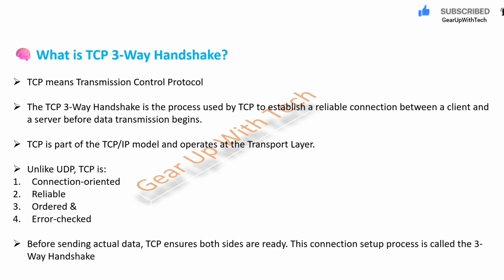So what is the TCP three-way handshake? TCP means Transmission Control Protocol. The TCP three-way handshake is the process used by TCP to establish a reliable connection between a client and server before data transmission begins. TCP is part of the TCP/IP model and operates at the transport layer. Unlike UDP, TCP is connection-oriented, reliable, ordered, and error-checked. Before sending actual data, TCP ensures both sides are ready. This connection setup process is called the three-way handshake.